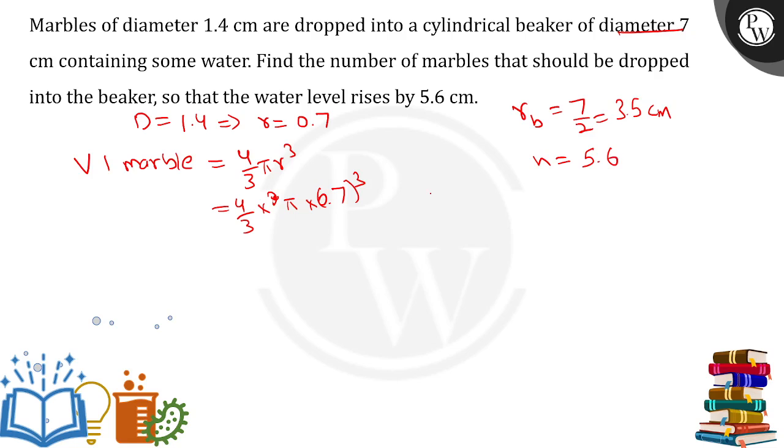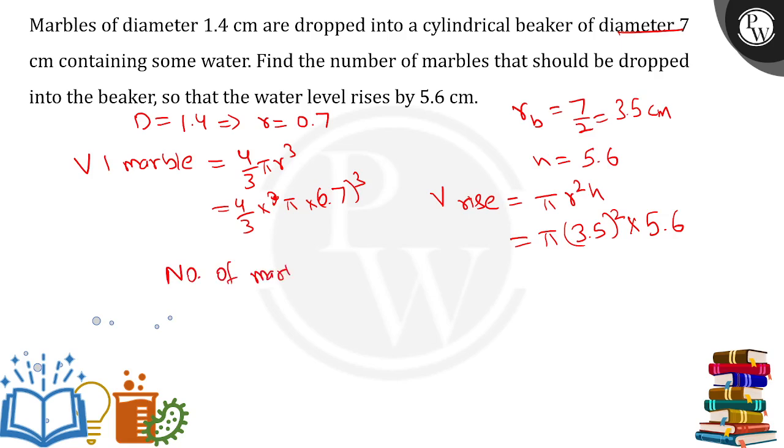So the volume rise in the case of a cylinder will be pi r square h. Pi leaving as it is, r square, that means 3.5 square into 5.6. Now this is the volume rise, and this is one marble's volume, so by dividing the total volume rise by one marble, I'll know how many marbles will be required to do that much rise, right?